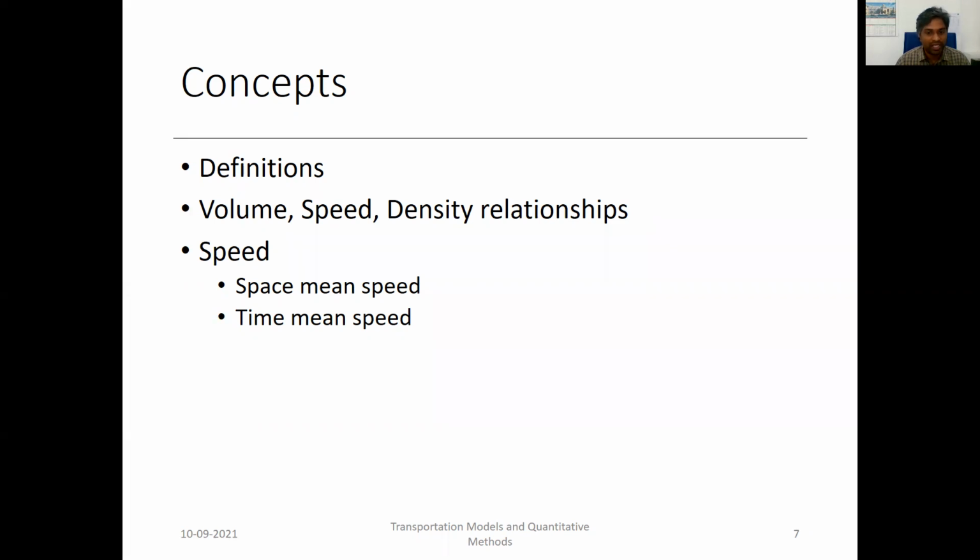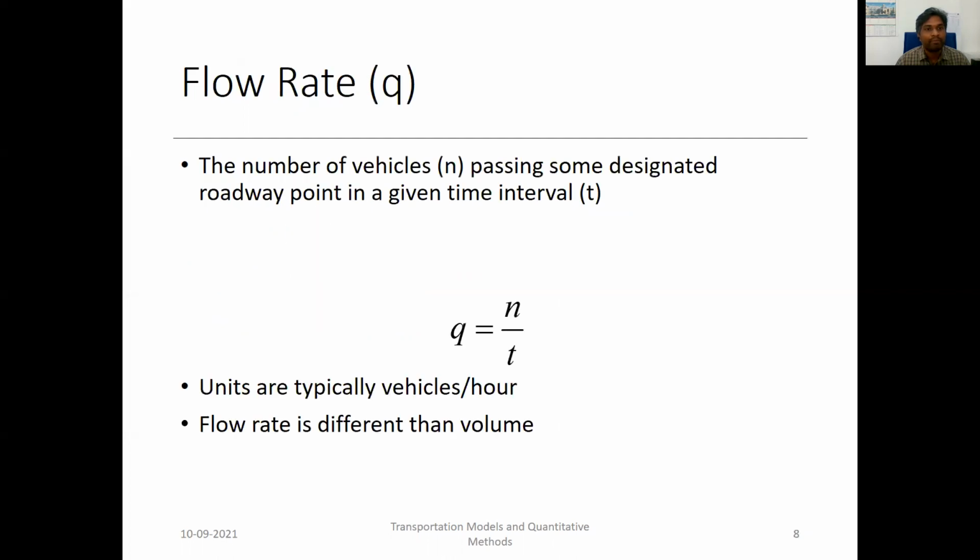Speeds, as mentioned, there will be different types of speeds. We have a space mean speed as well as time mean speed. And when it comes to the flow rate, the number of vehicles passing some designated roadway point in a given time interval, Q is equal to N by T. N is the number of vehicles, T is the travel time, how much time that you consider for counting the number of vehicles. So the units are typically vehicles per hour, and flow rate is different than volume.